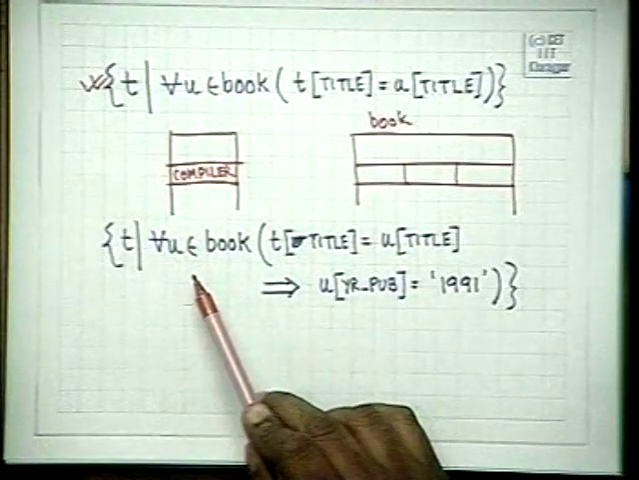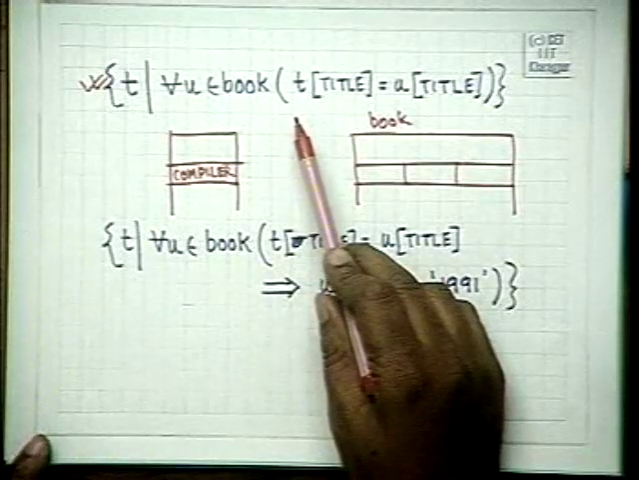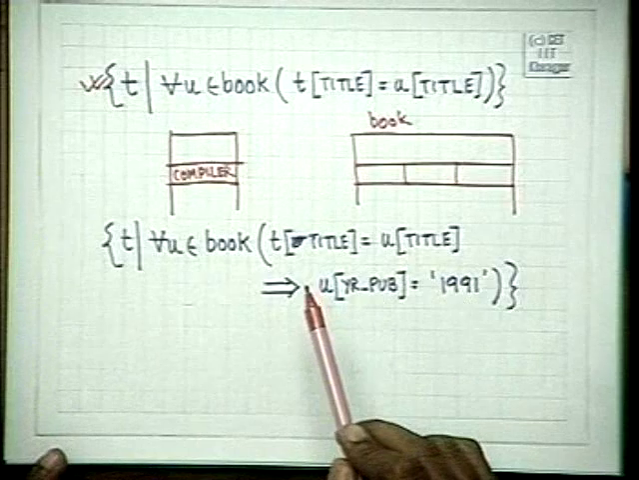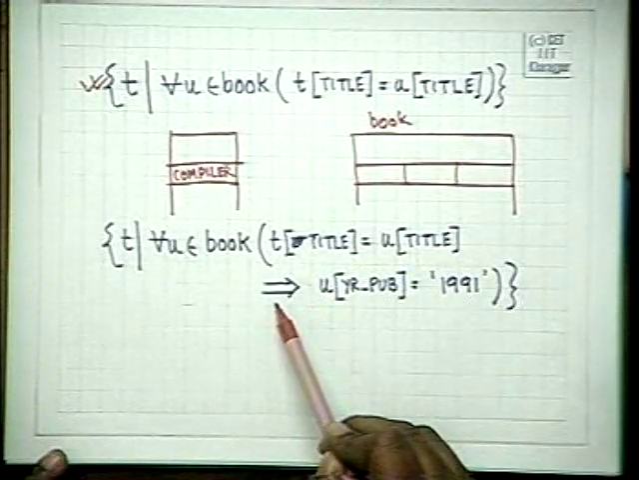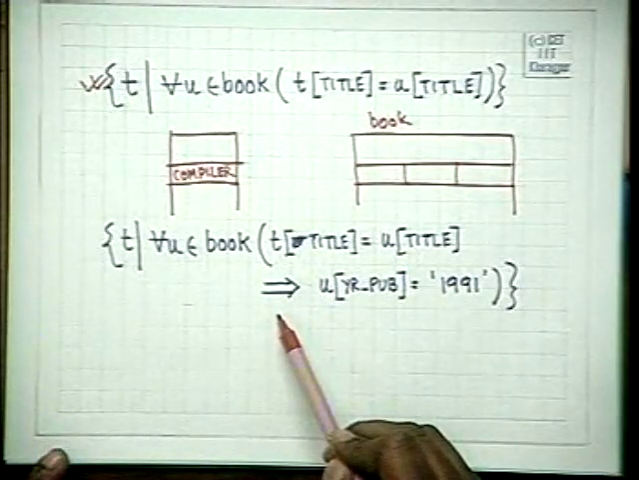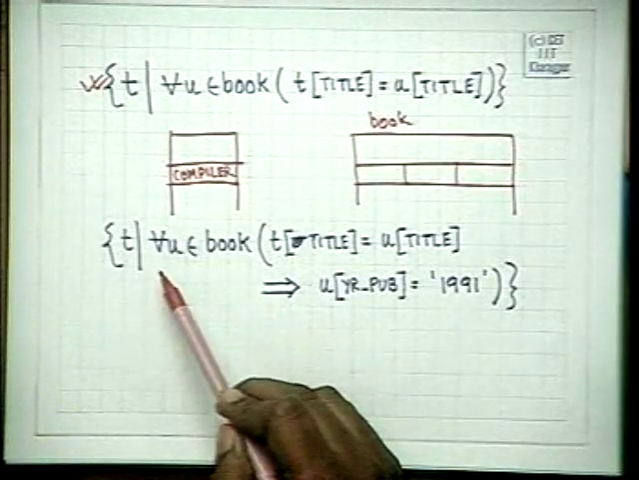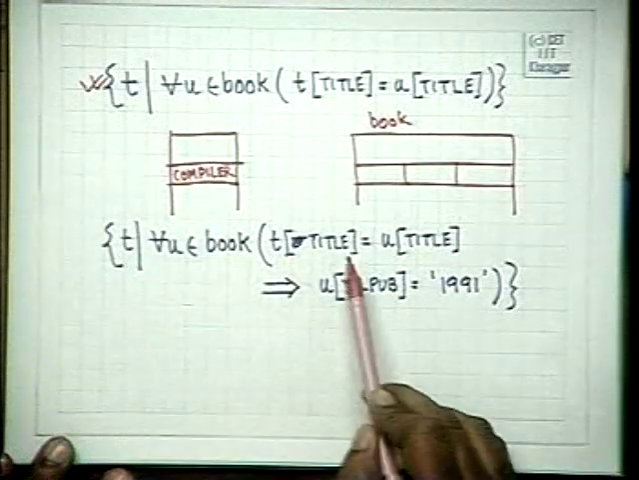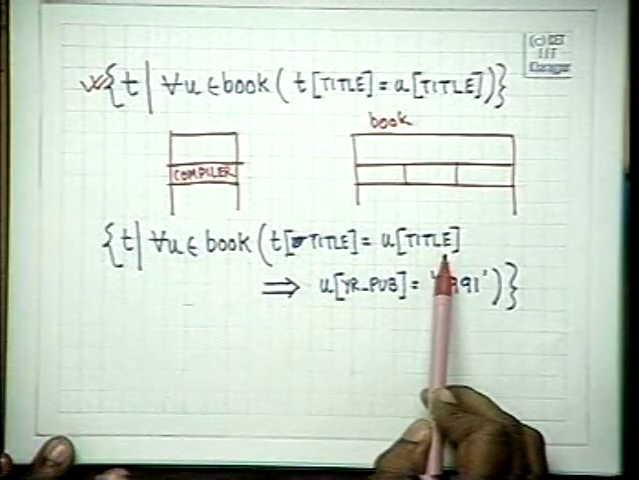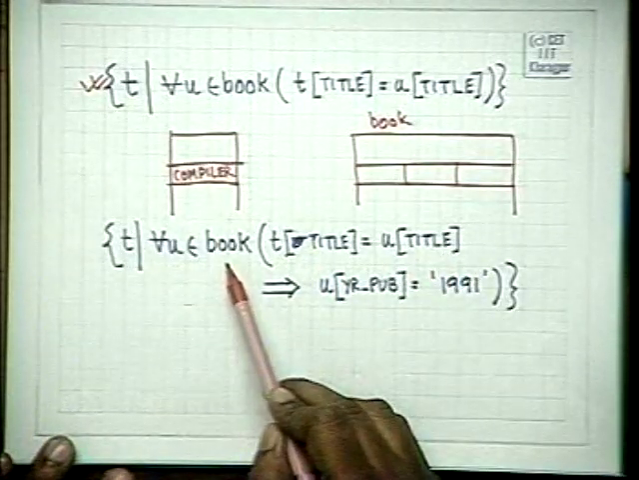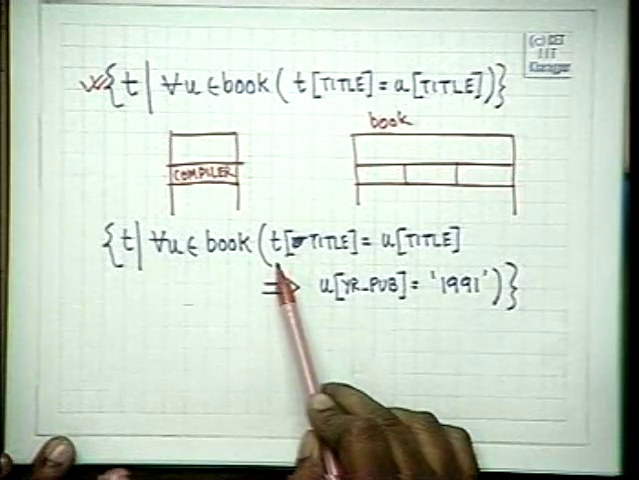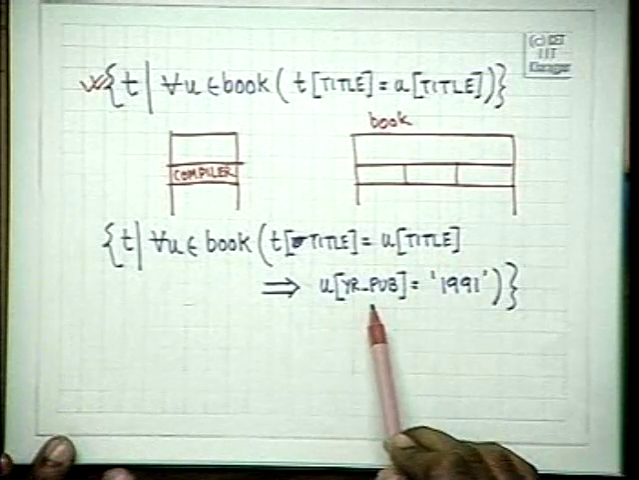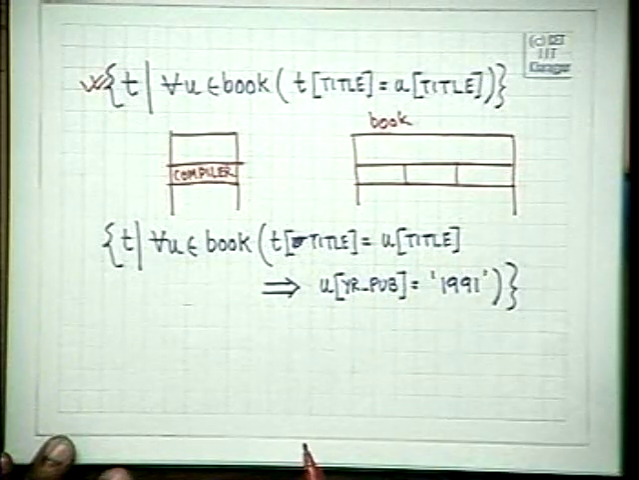The for all query is not effective this way. This is not a common query. A common query is, whenever for all is used, the implies relation usually comes into the picture. What does this say? This says {T | for all U element of book, if T.title = U.title then U.year of publication = 1991}, and I am interested only in title.